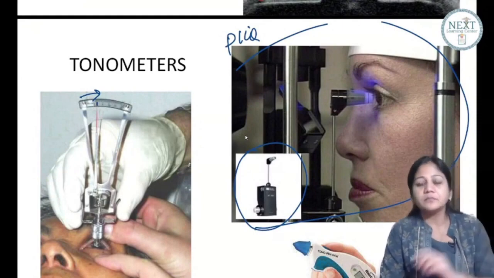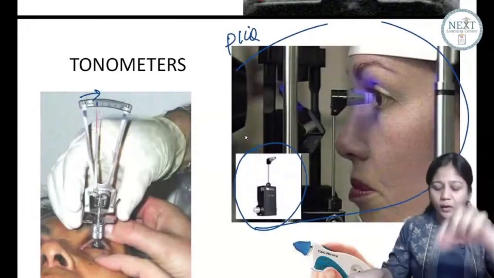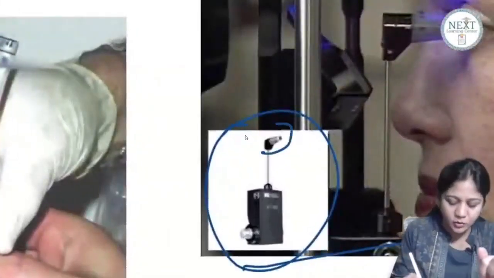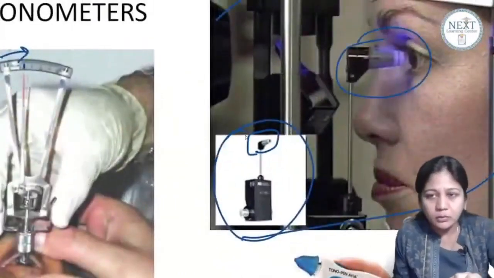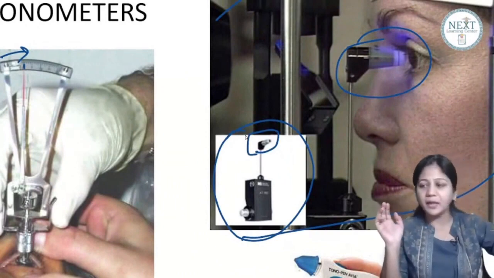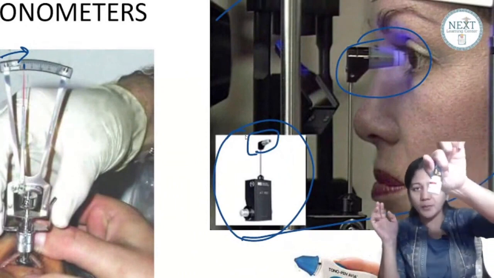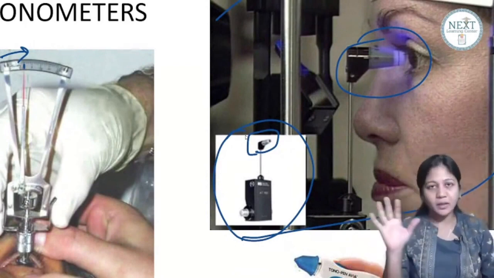So this is a small tonometer, and it has got a prism attached to it. This is the small prism. Now see what we do. First of all, we will anesthetize the patient's cornea. This is the proparacaine drops we use. Proparacaine drops, it is the anesthetic drop. You put the drop on the patient's cornea.